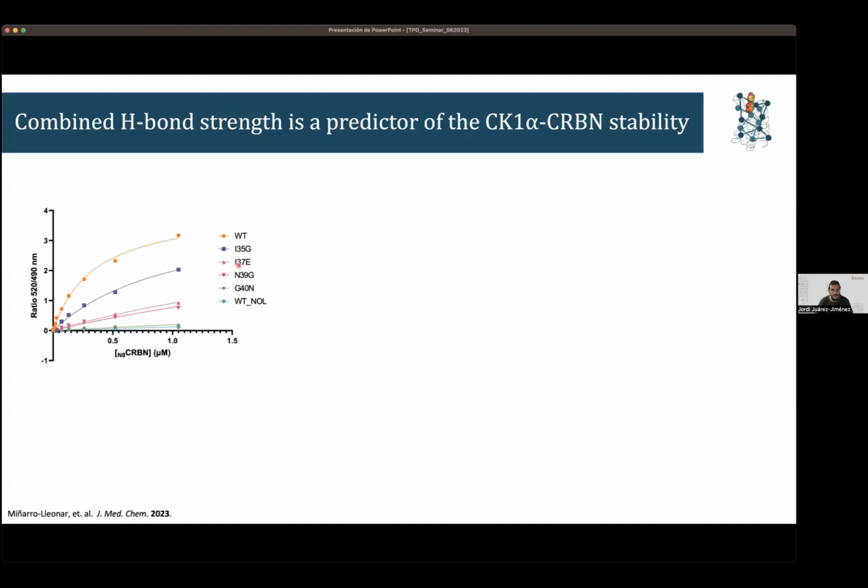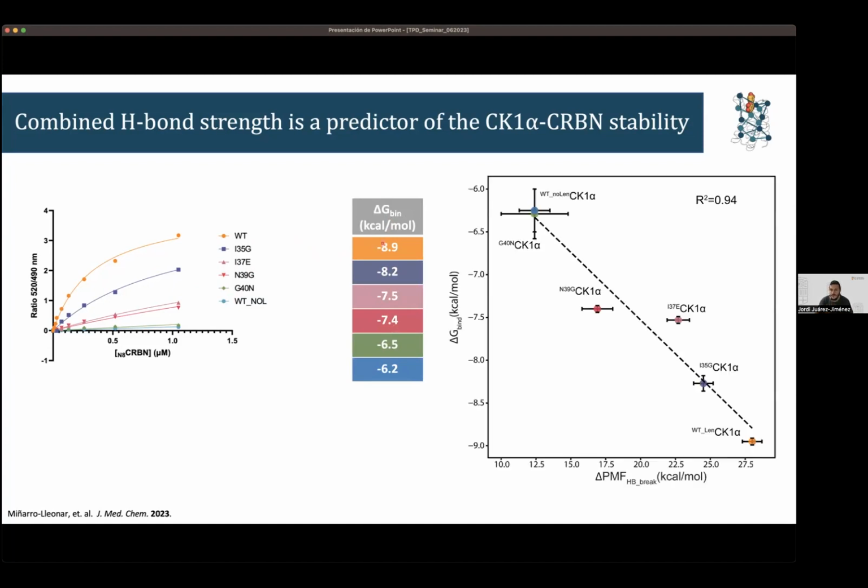And to do that, what we did was to convert the KDs into values of free energy of the stability. And then we saw that we got a very good correlation when we were comparing the total strength of the 3 hydrogen bonds with the stability of the ternary complex. And this was shocking because in principle there is no a priori reason why these two values should be correlated, right?